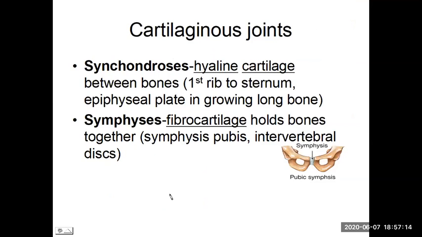Moving on to the cartilaginous types, we see the term synchondrosis, and it's specifically hyaline cartilage in the joints. So a great example would be the costal cartilage, the hyaline cartilage between, you see here, the rib to the sternum. The hyaline cartilage at the epiphyseal plate, bonding the epiphysis to the diaphysis.